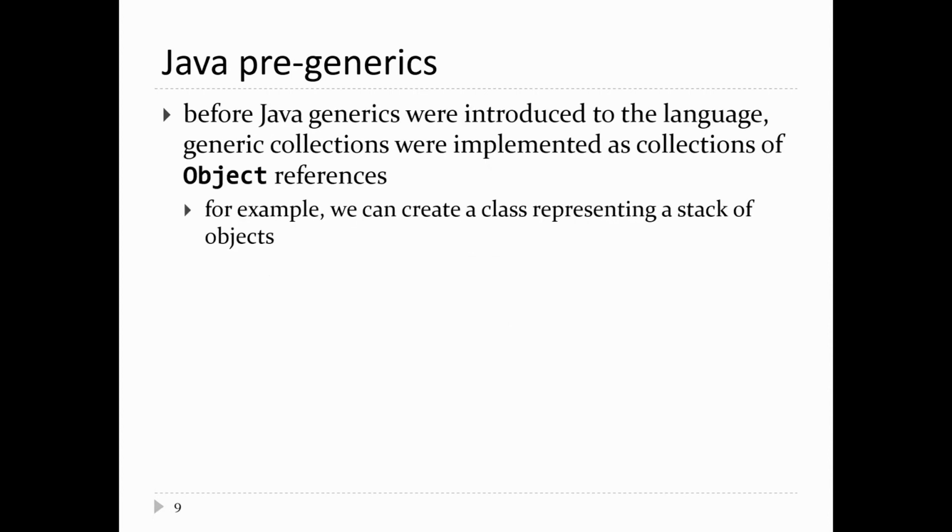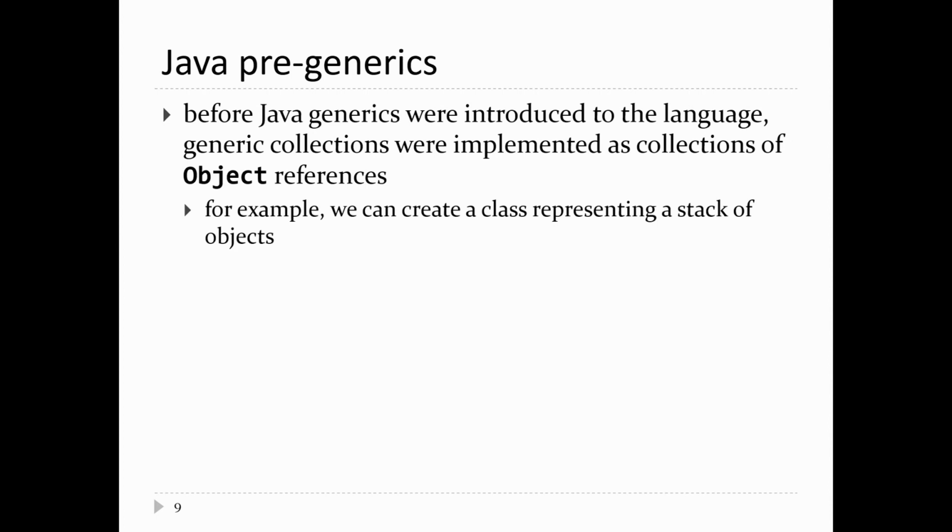Now, before generics were introduced to the language, you would do this a different way. Instead of making a stack of int and a stack of string and a stack of double and a stack of date or whatever, you would make a single stack class. The element type would be Object. So you can do stacks, queues, lists, maps, all of these things.